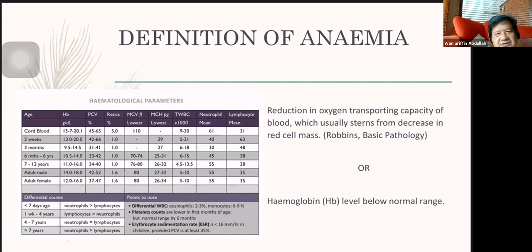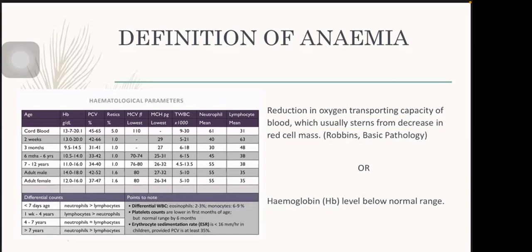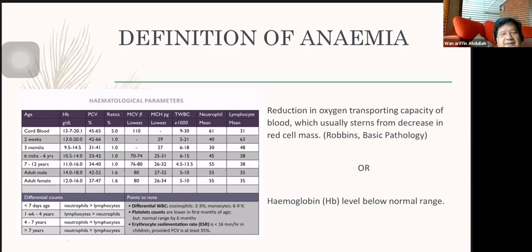Isn't it? And what's the other definition? One is hemoglobin level and the other one is reduction in oxygen transporting capacity. Yes, that is the basic one, which is very difficult for you to say, isn't it? How are you going to measure that? Basically, you measure hemoglobin, and the other one is hematocrit. The hemoglobin and hematocrit. Yes.